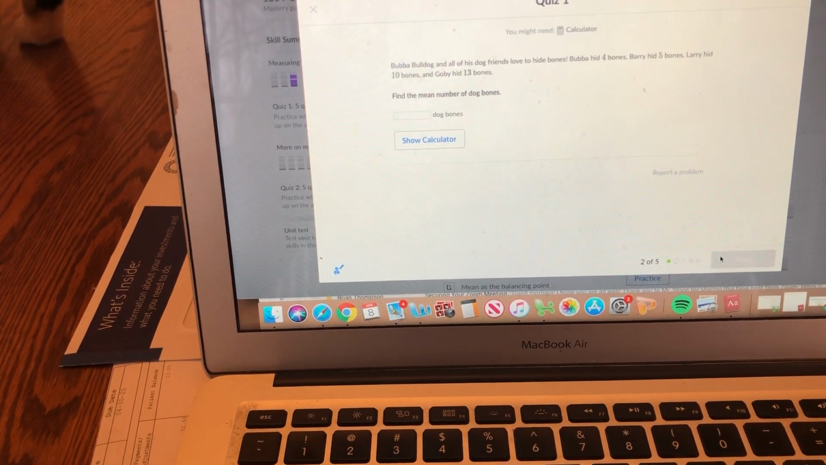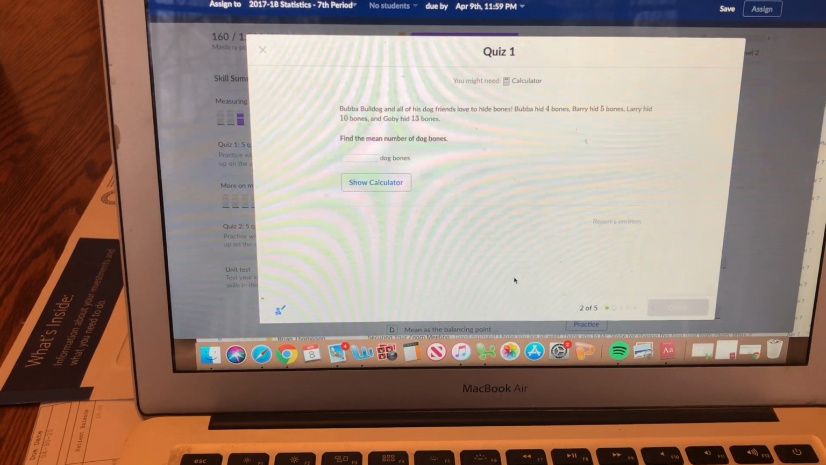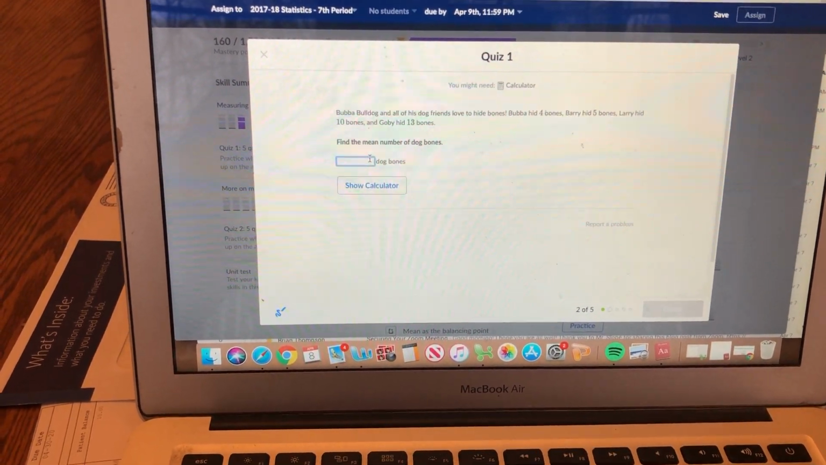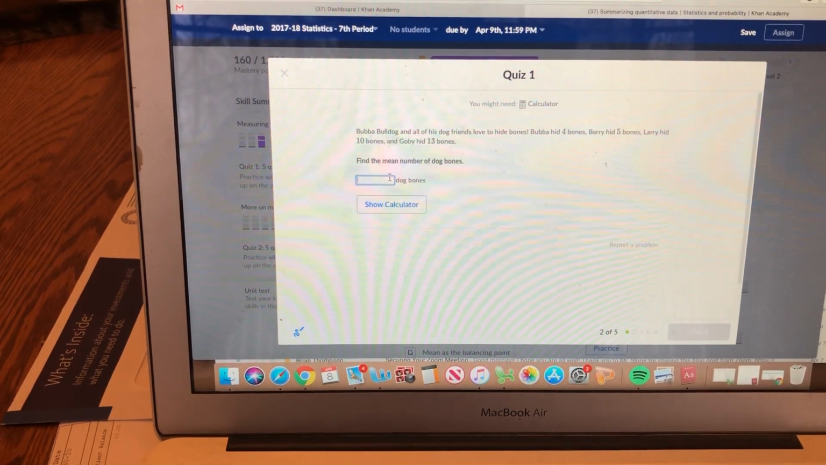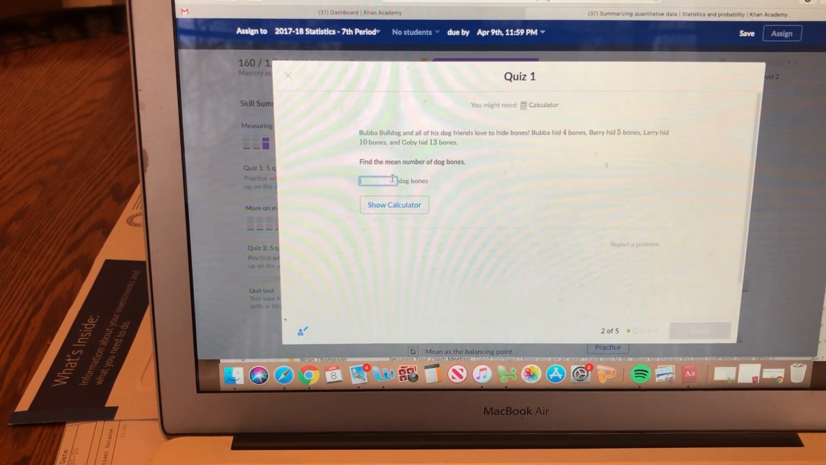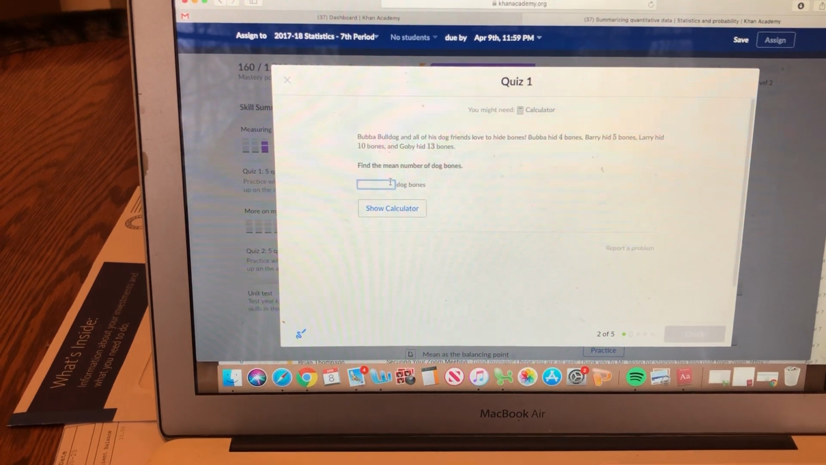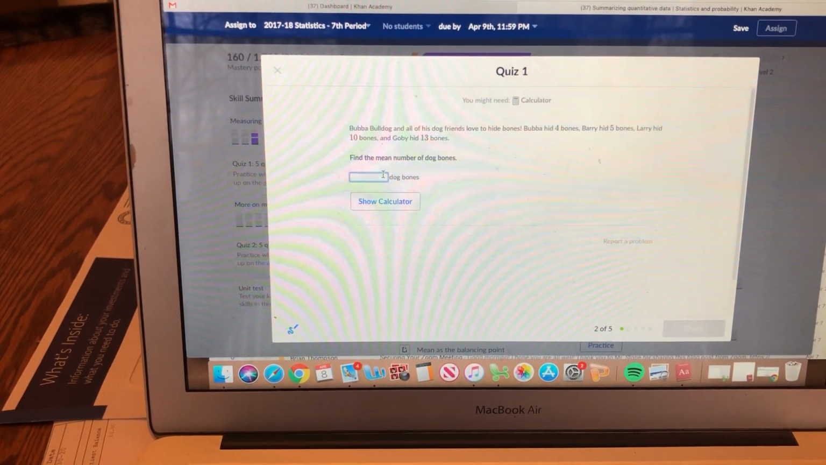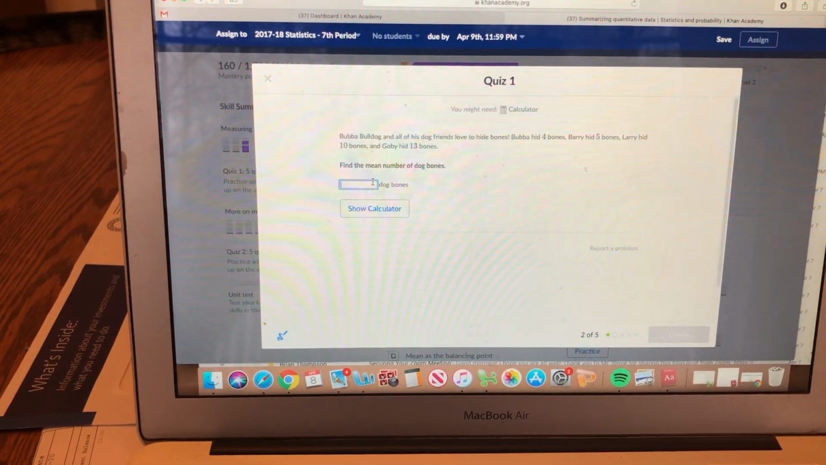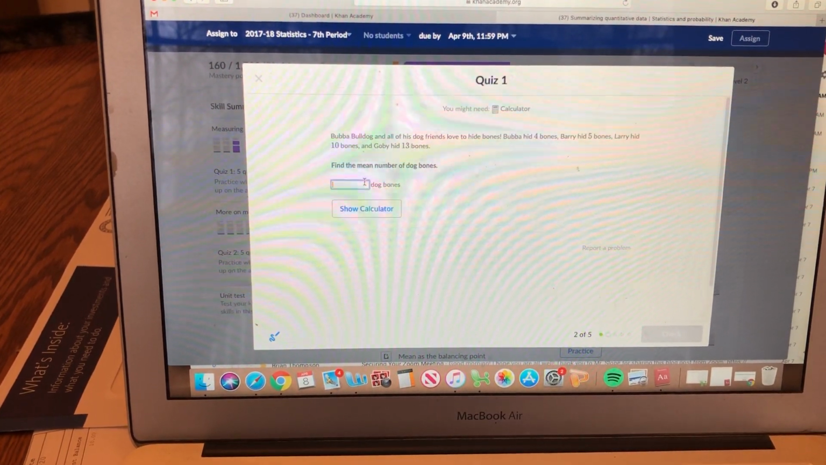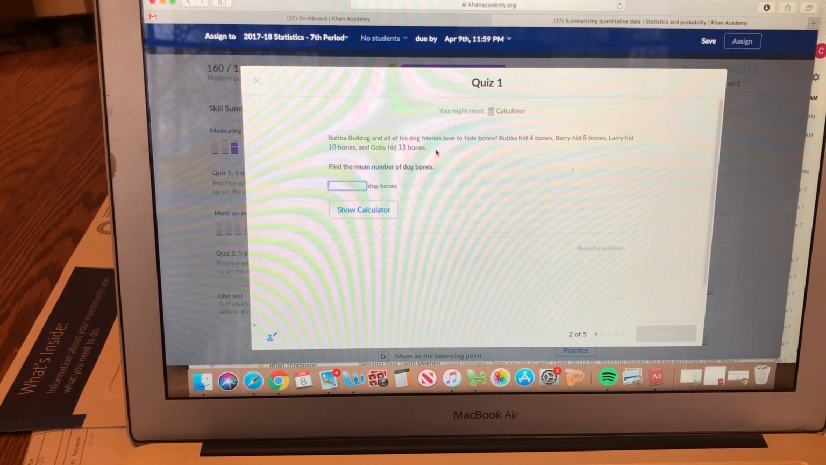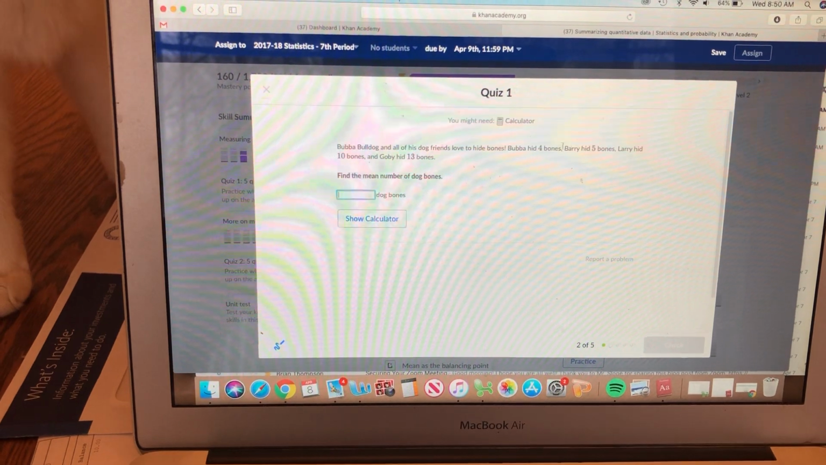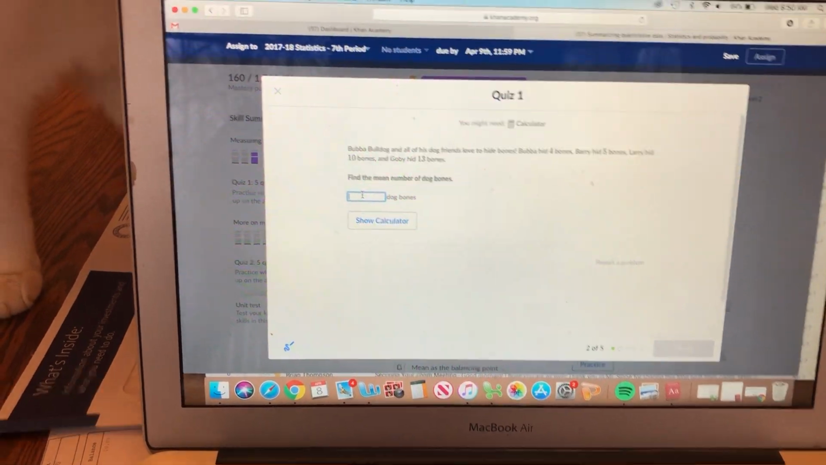Okay, each of these questions is worth 8 points. So if you go through and do all of these and get them all correct, you'll get 40 points for this assignment. There's also the opportunity, if you do goof it up, you can go back and redo it. Second time through, you can use the hints. It'll lead you to the answer. 10, 23, 28, 32. 32 divided by 4 is 8.